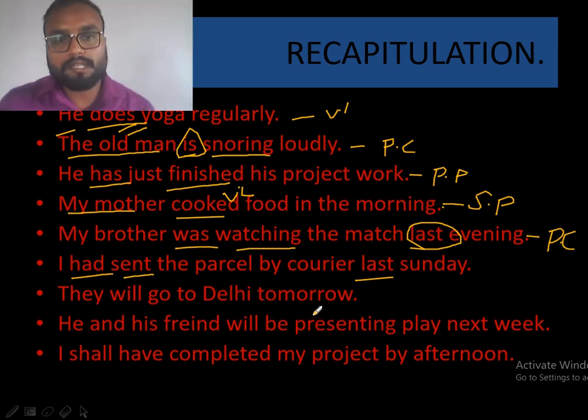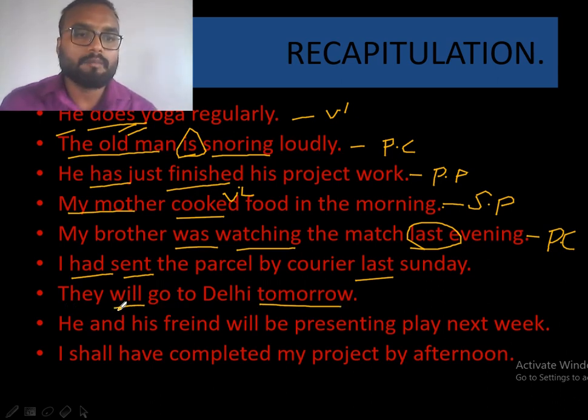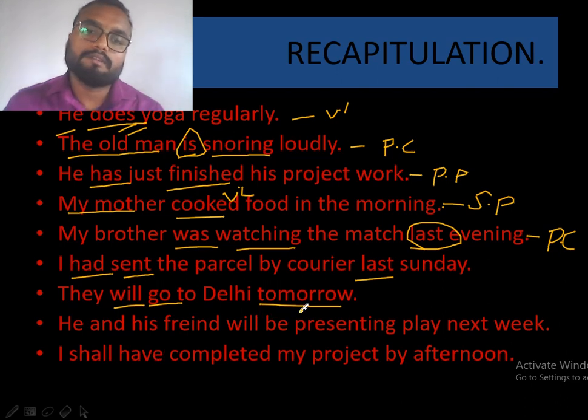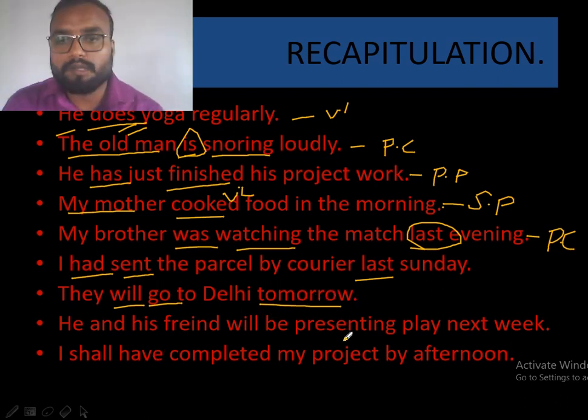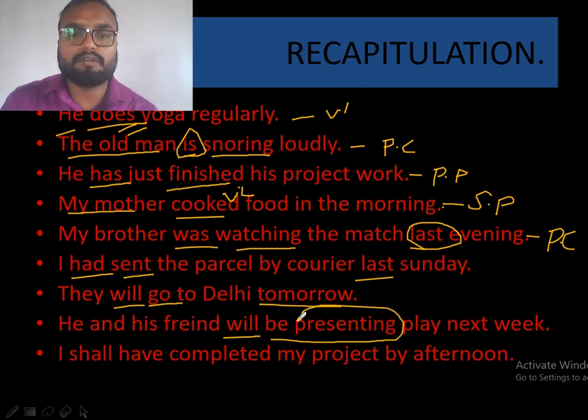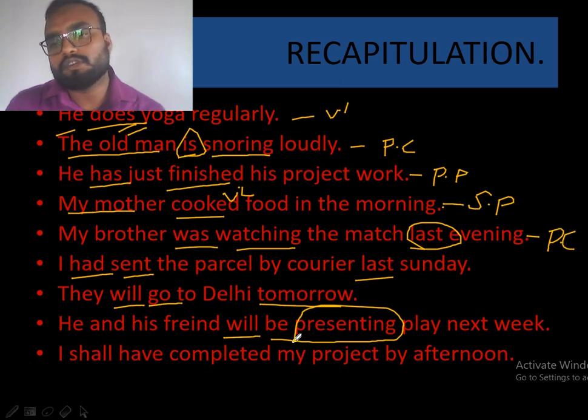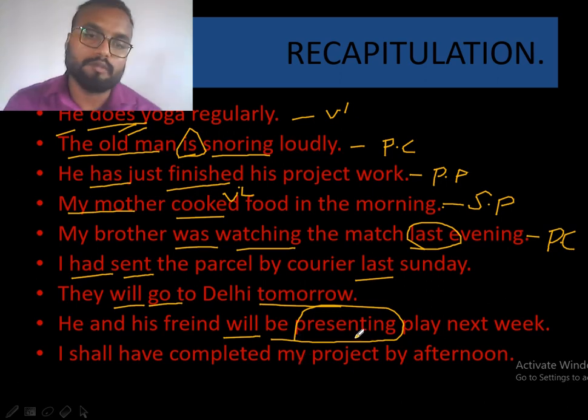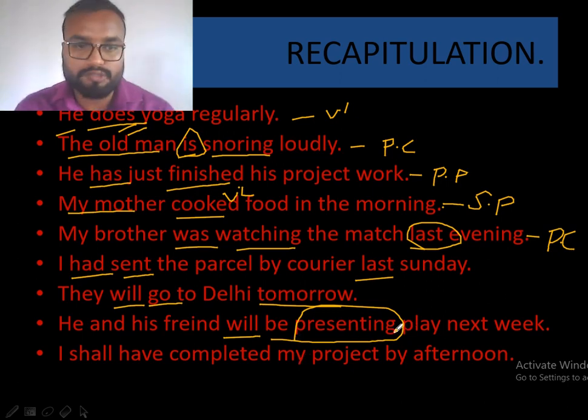They will go to Delhi tomorrow. Tomorrow refers to a time in the future, will refers to future, and you can see the base form of verb is there. So it is simple future. He and his friend will be presenting a play next week. Now you can see will is here, so no doubt it's future tense. Be presenting, the ing form, shows continuity. So it will be future continuous tense.